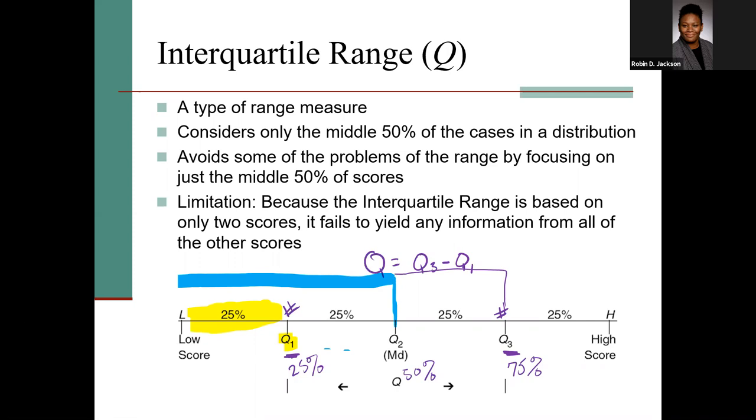I hope that makes sense. Just know that Q1 is not going to start here. Q1 is going to start at the 25% mark. Q2 is at the 50% mark. Q3 is at the 75% mark. And if you go all the way to the high score, you're not going to have a quarter. You basically have the whole distribution. I hope that makes sense.